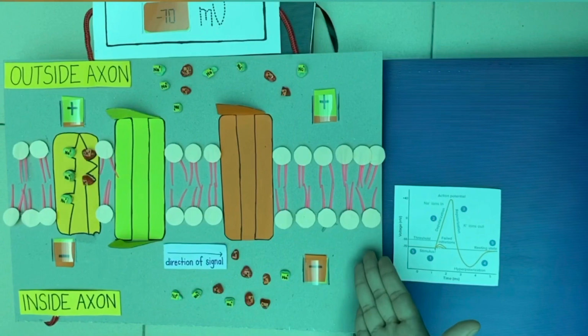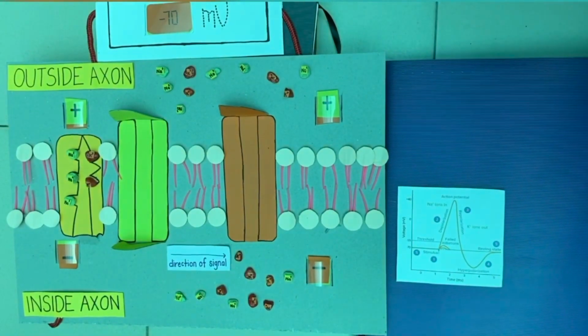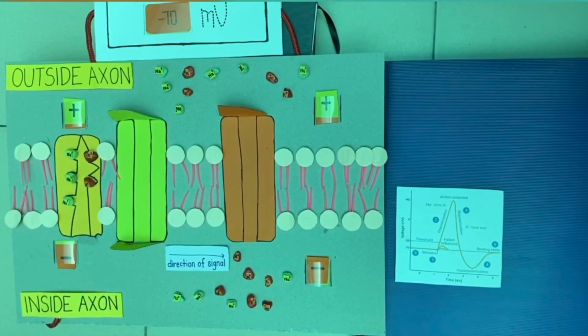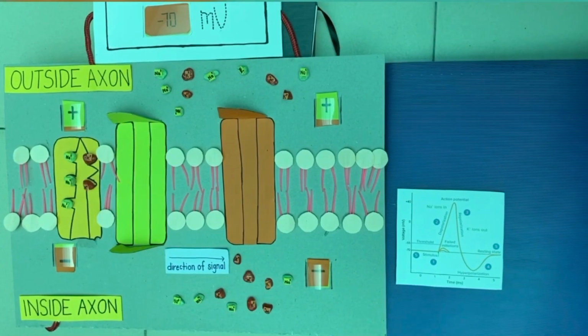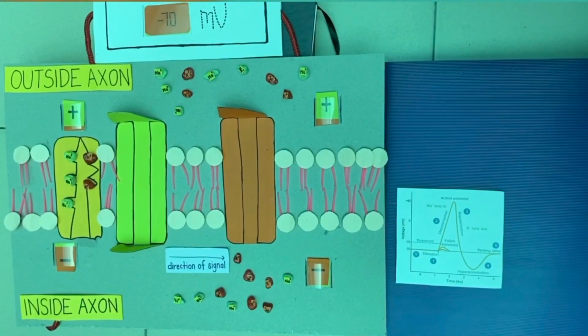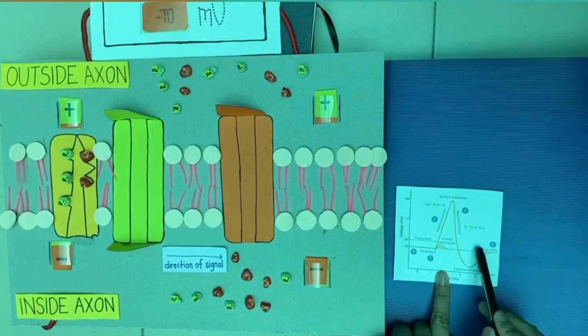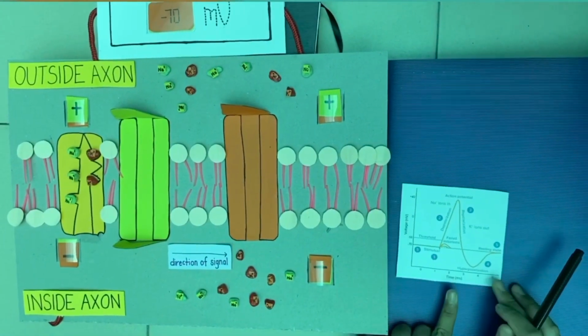As you can see, here is the action potential model. Today, I would like to do an interesting simulation on how action potential moves down an axon. In order to understand the action potential, we have to understand the concept of resting membrane potential first.